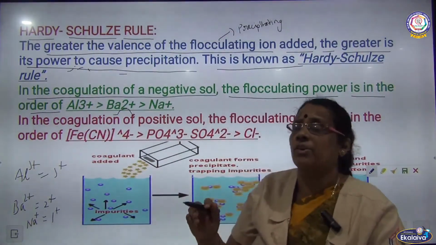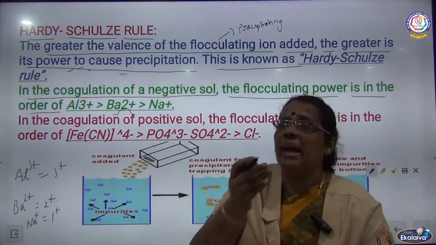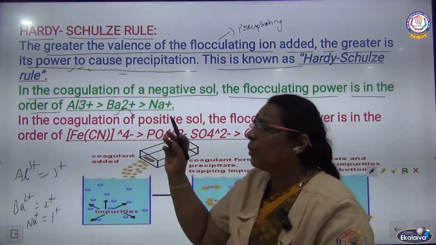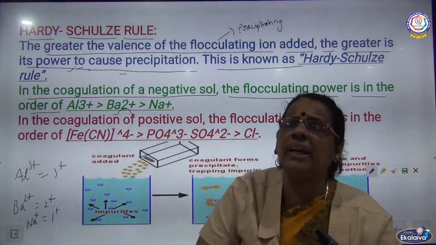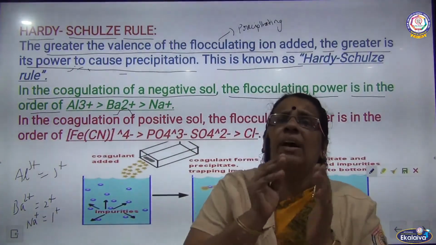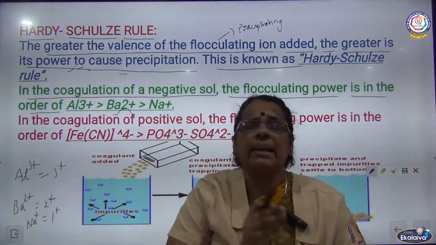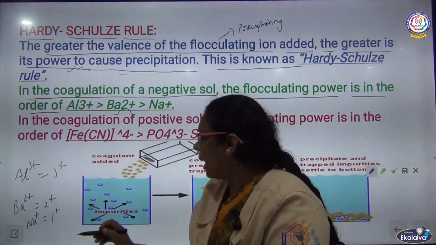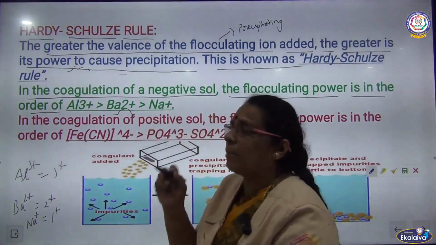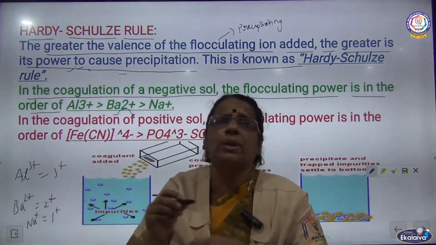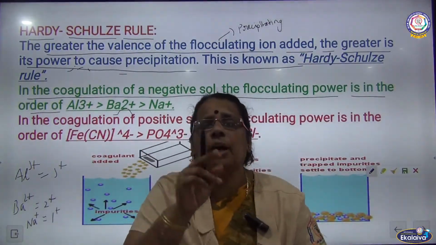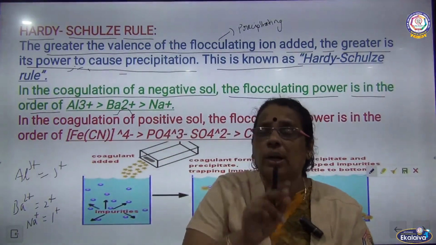Particularly in the coagulation of a negative sol, we will be adding the positively charged particle, is it not? So when you are comparing the precipitating power of the positively charged particles, the greater the valency of the precipitating ion, the greater will be the precipitation. For example, I have taken three important ions here: aluminum ion, barium ion and sodium ion. See, the aluminum ion has three positive charges, so it will have a greater precipitating power when compared to barium, which has two positive charges, and sodium, which has only one positive charge.